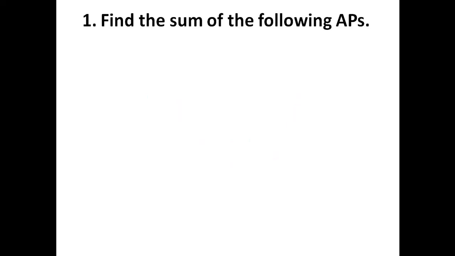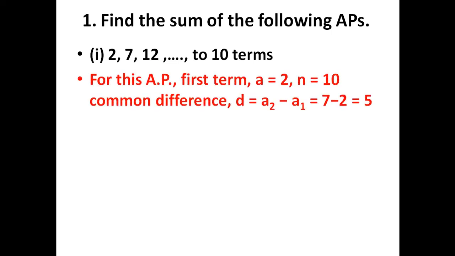So let's start with the first problem. Find the sum of the following APs. It's given 2, 7, 12, and so on, to 10 terms. For the given data, a equal to 2, that is, the first term is 2. n equal to 10, which is also given in the question, 10 terms. Common difference we have to find: d equal to a2 minus a1. The second term minus the first term, that is 7 minus 2, gives the d value as 5.